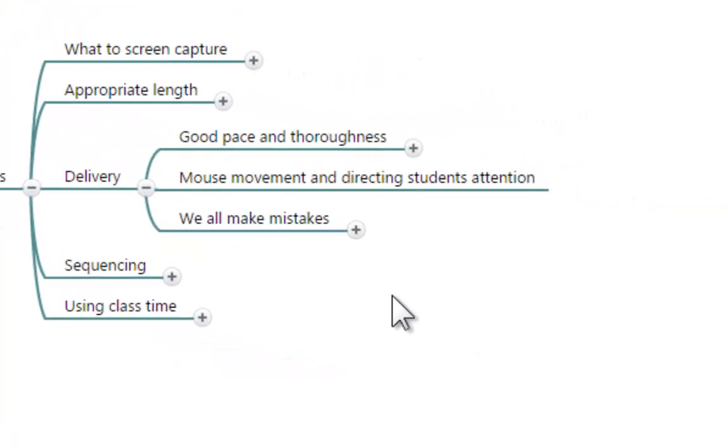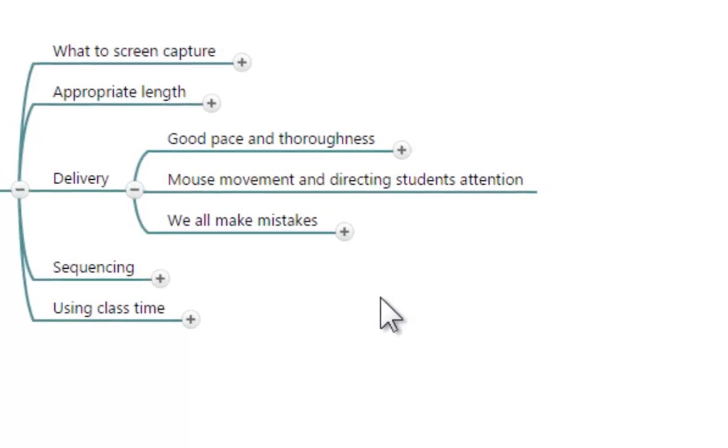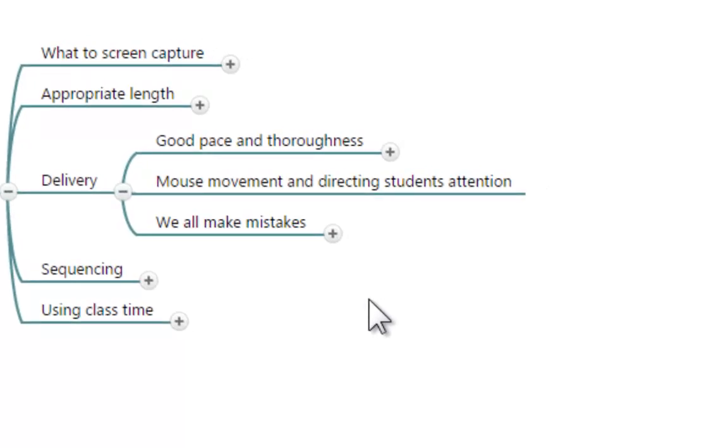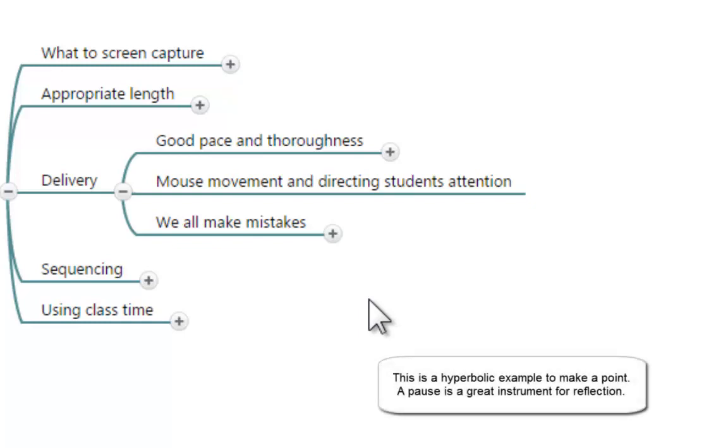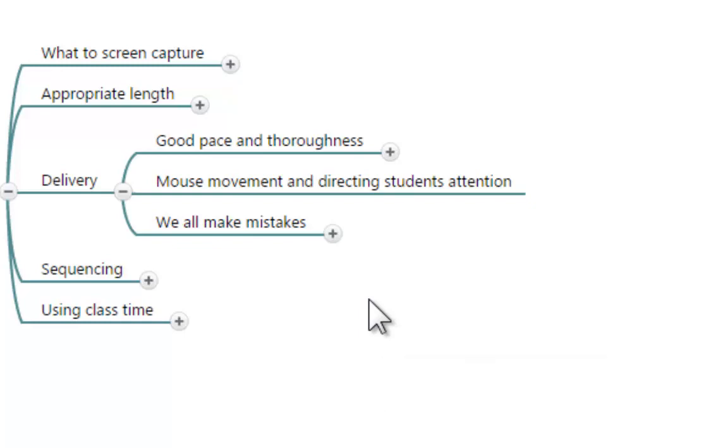When it comes to the delivery in your tutorials, I recommend having a very good pace and being very thorough. In other words, if you give a lesson that doesn't move fairly quickly and it stays on a single screen for a long period of time and you're coming up with ideas as you're looking at the image, chances are your students are going to have a very difficult time staying with you. So I do recommend keeping a very good pace throughout your entire lecture or your entire recording and being as thorough as you can, trying not to miss any detail even if you're moving fairly quickly.